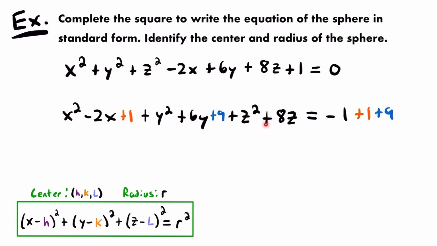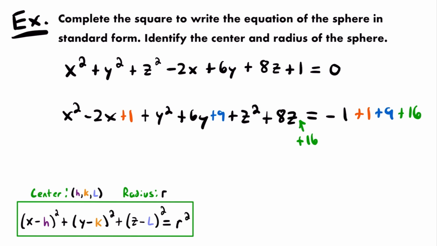And then we'll do the same thing for z. We have 8z. Z is to the first power, so we use this coefficient. We take 8, divide by 2. That's 4. And then square it. 4 squared is 16. So in here, we're going to add 16. And we also need to add 16 to the other side of the equation.